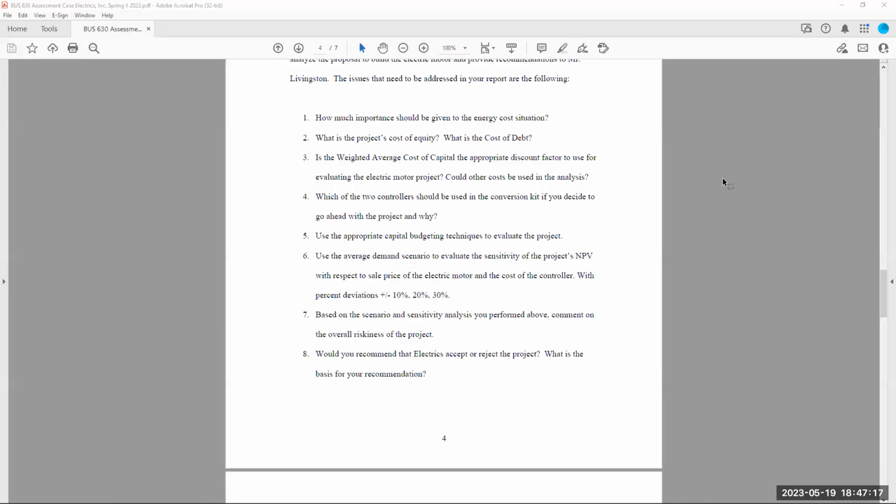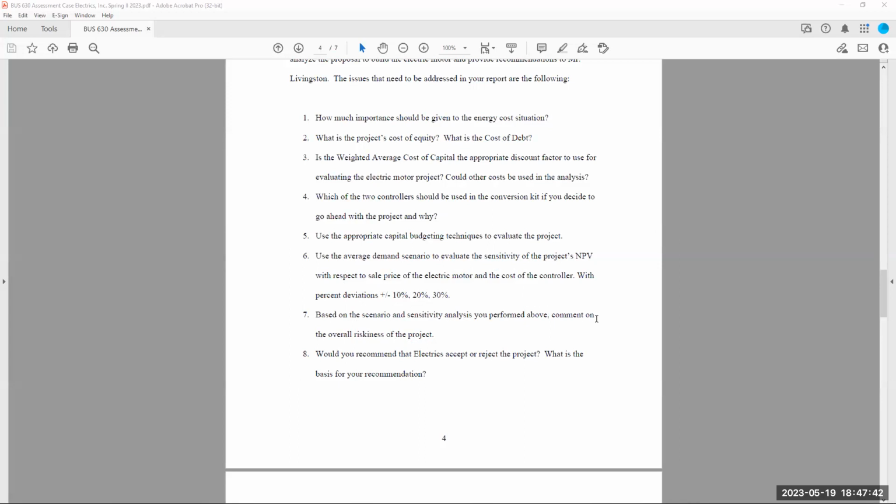So 10, 20, and 30 is your deviations. But here's the catch. In question 6, it says, use the average demand scenario or the base case, just like we did in case number 2, to evaluate the sensitivity of the project's net present value with respect to sales price of the electric motor and the cost of the controller.